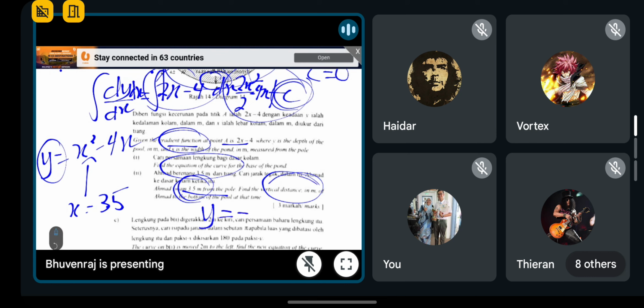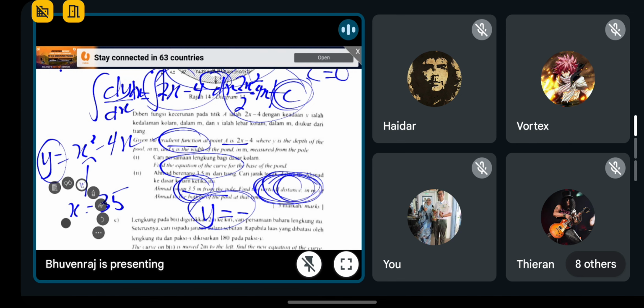But make sure when you write your final answer, they ask distance. Distance must be positive only. So you just take the positive value. Jangan tulis symbol negative. Negative is because the direction located below y-axis, bawah paksi y. So if they just want distance, you just take the magnitude. Okay, I'm sure you all know the meaning of magnitude, right? Don't include direction. Okay, just the value itself.